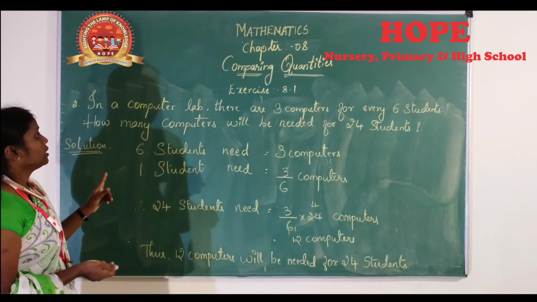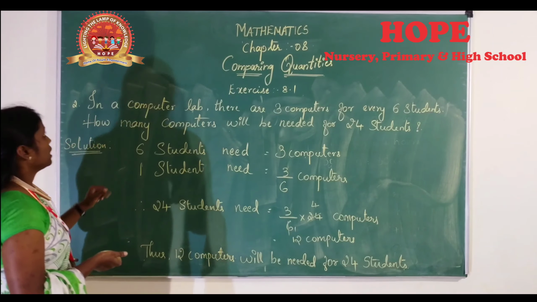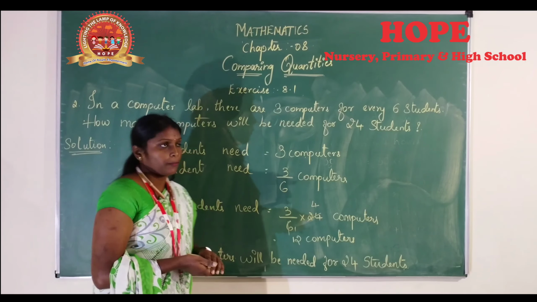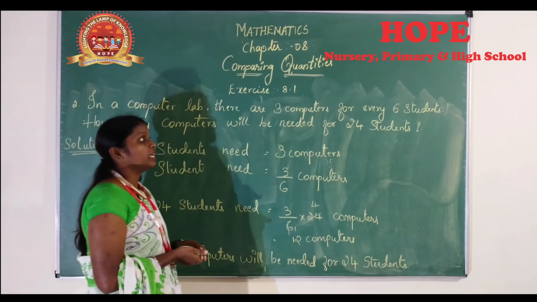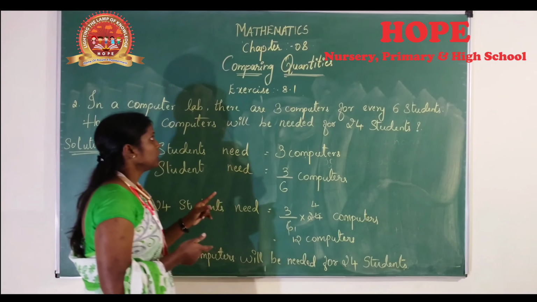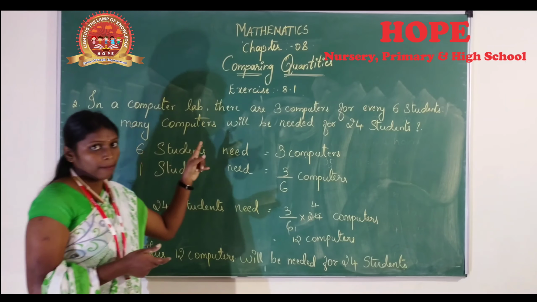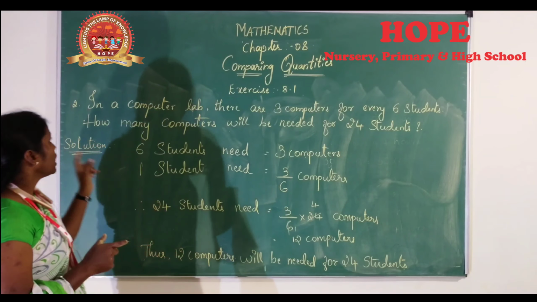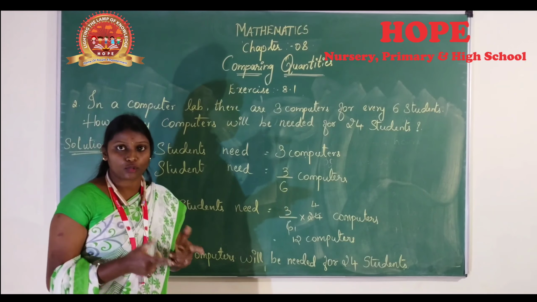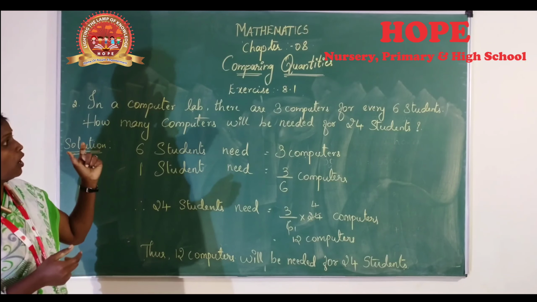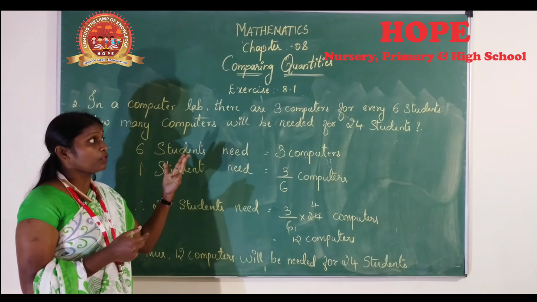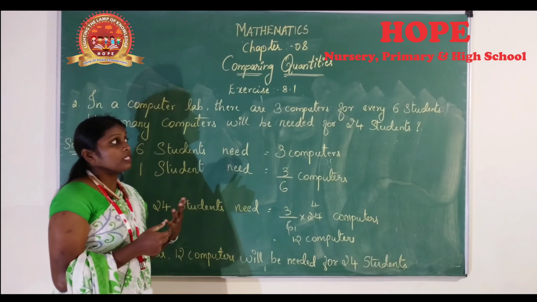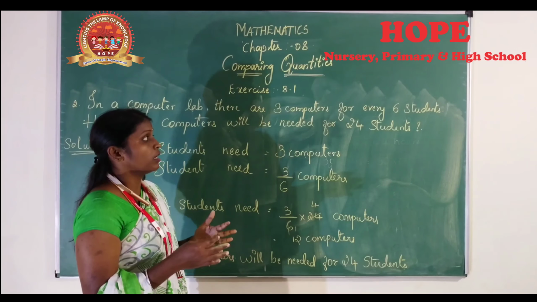In the same exercise 8.1, there is a question: in a computer lab there are 3 computers for every 6 students. How many computers will be needed for 24 students? So how are we going to solve it? 3 computers are used by 6 students. If 24 students are there, how many computers are used?